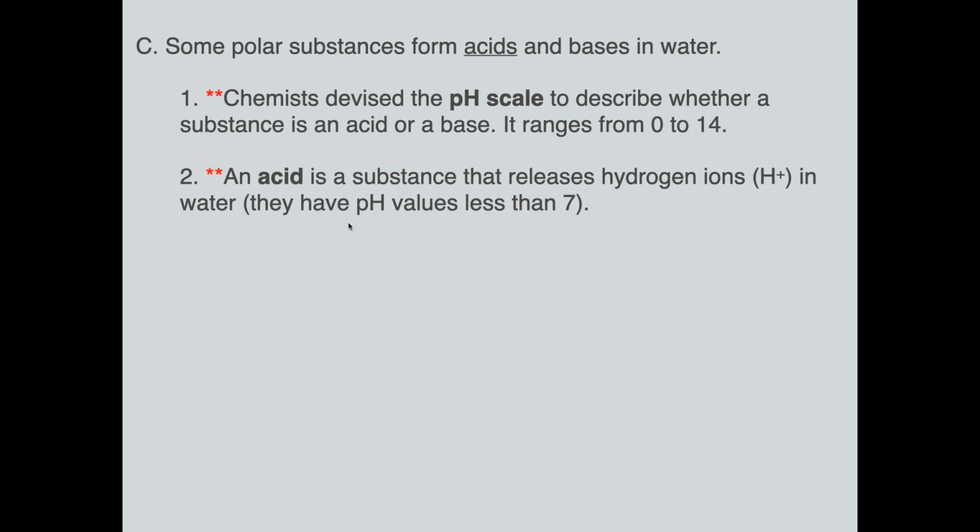So if a substance releases hydrogen ions into water, then it's going to be considered an acid. And pH-wise, what are we talking about? We're talking about things that have a pH less than 7. Yes, that could even be 6.99999. That would be slightly acidic, but you get the idea. Anything lower than 7 is considered an acid.